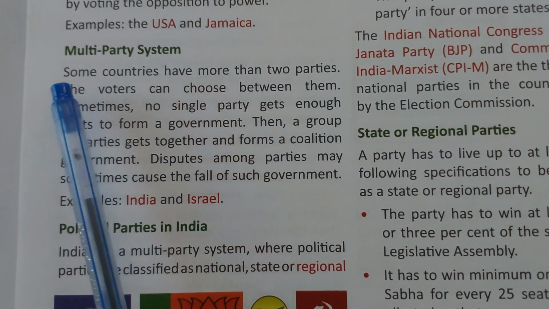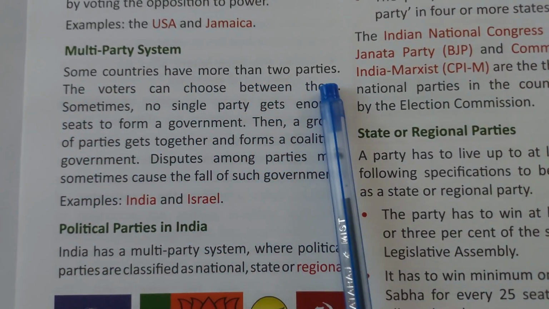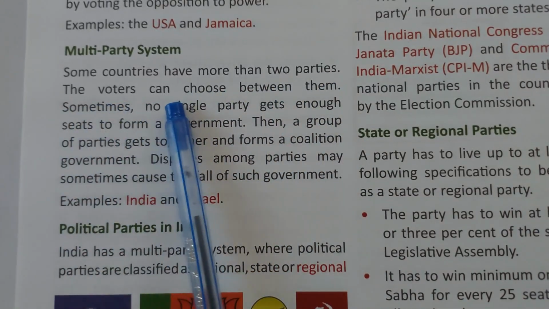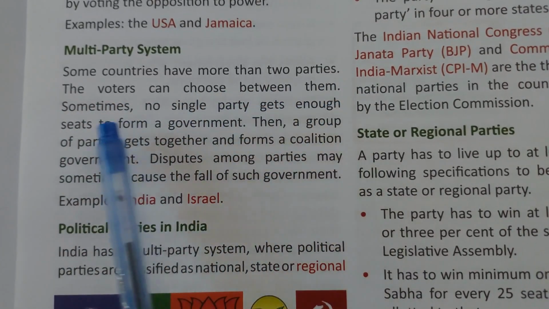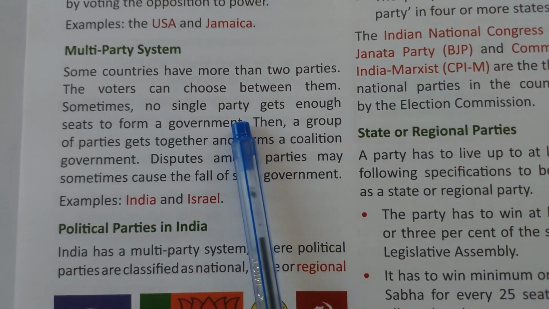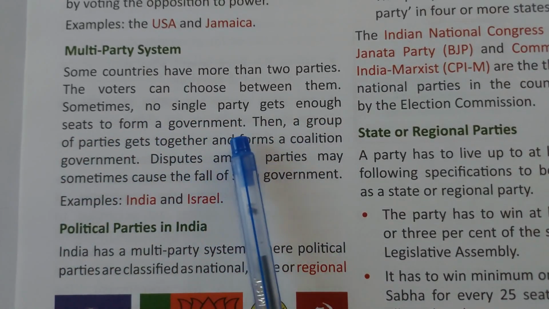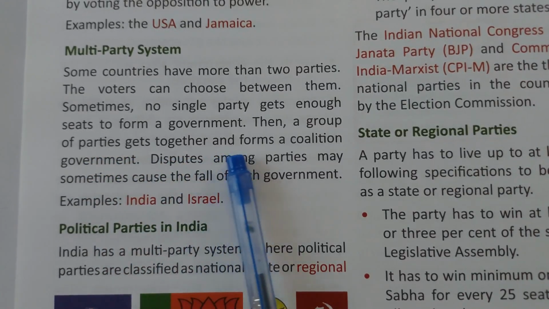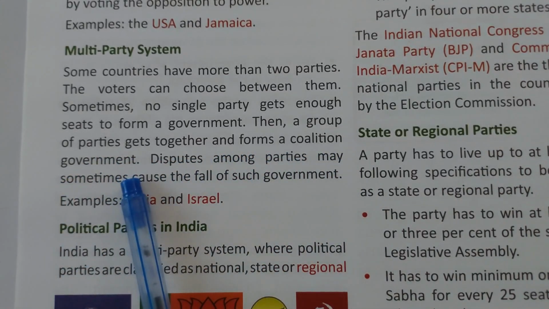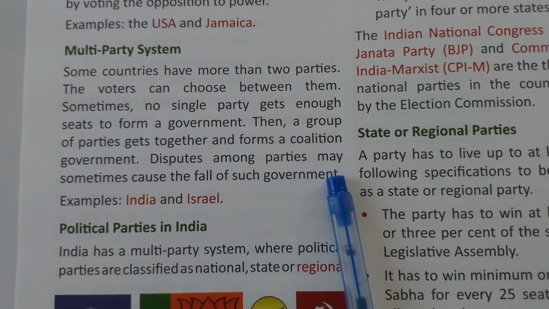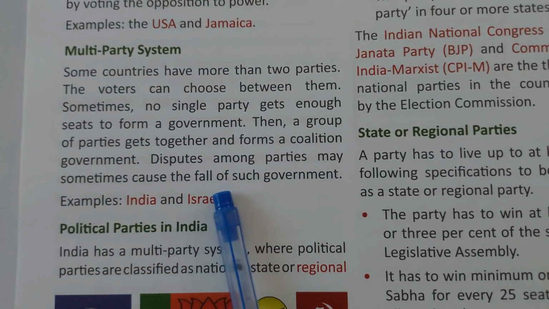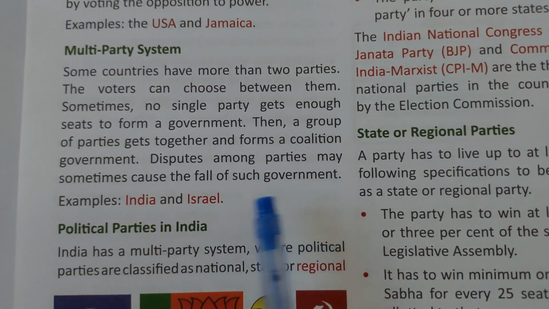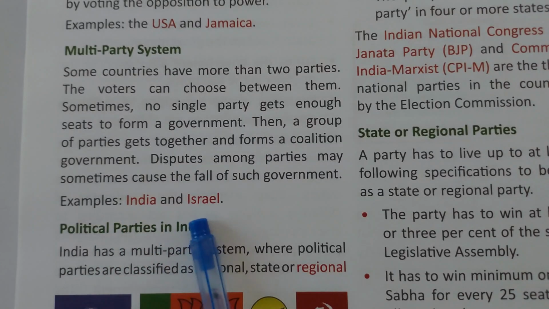Multi-party system. Some countries have more than two parties. The voters can choose between them. Sometimes no single party gets enough seats to form a government. Then a group of parties gets together and forms a coalition government. Disputes among parties may sometimes cause the fall of such a government. Examples: India and Israel.